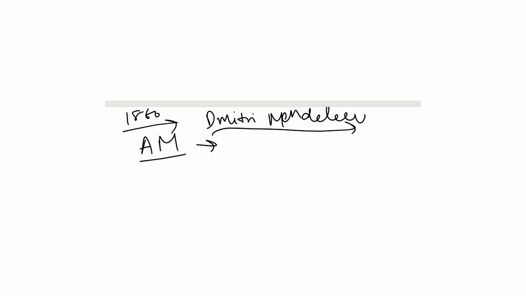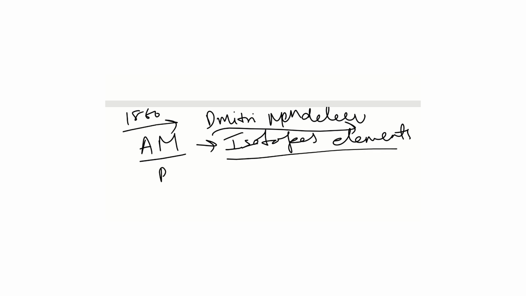Atomic mass is the average mass of isotopes of an element. And what are isotopes? Isotopes are the atoms of an element which have the same number of protons but a different number of neutrons. So atomic mass is the average mass of these isotopes.